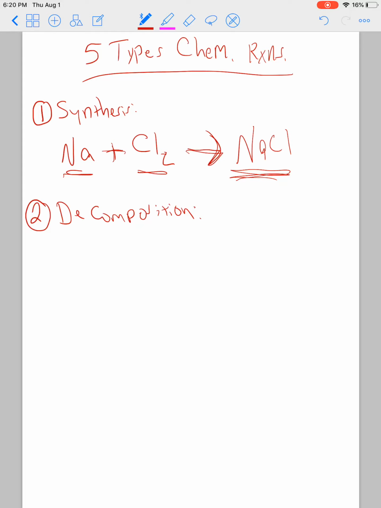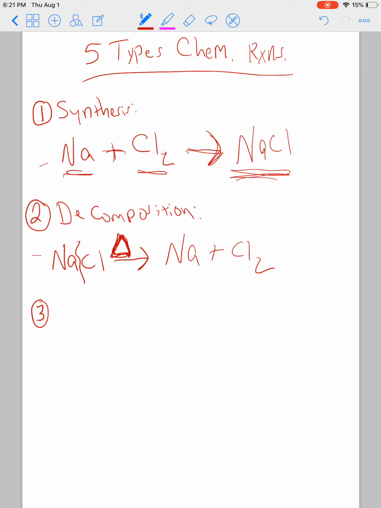And a decomposition reaction is when a compound can react with heat or light, for example. And when it does that, it'll break down into its separate elements. So for an example, let's say we take sodium chloride. We add heat to it, so it's going to react with heat. And then it's going to break into its separate elements. So it's going to give you Na plus Cl2. So if you notice, synthesis and decomposition are total opposites of each other. They're going to do the opposite of each other. So that is an example of a decomposition reaction.